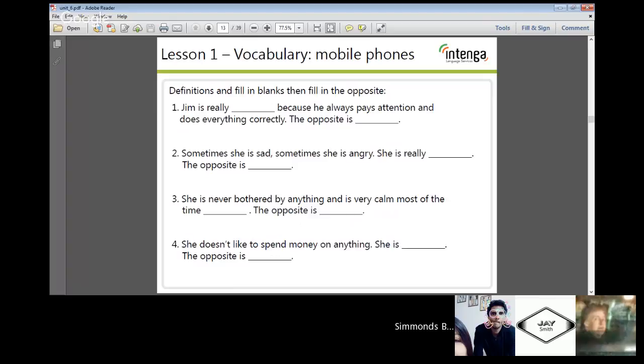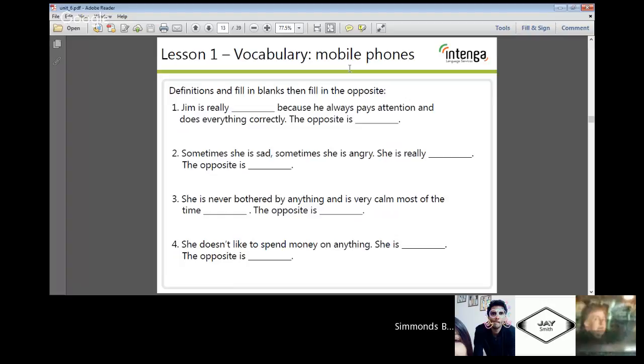Yep. I mean, we can use careful for the first one. Jim is really careful. For attentive. Because he pays attention. Yep, for a synonym, that's good. And then what's the opposite? Not careful. Okay, that's fine. I almost would have said he's hardworking because he always pays attention and does everything correctly. The opposite is lazy, for example. Okay, so that's one way. What about the next one? Can you help us with that one, Raccoon, too?